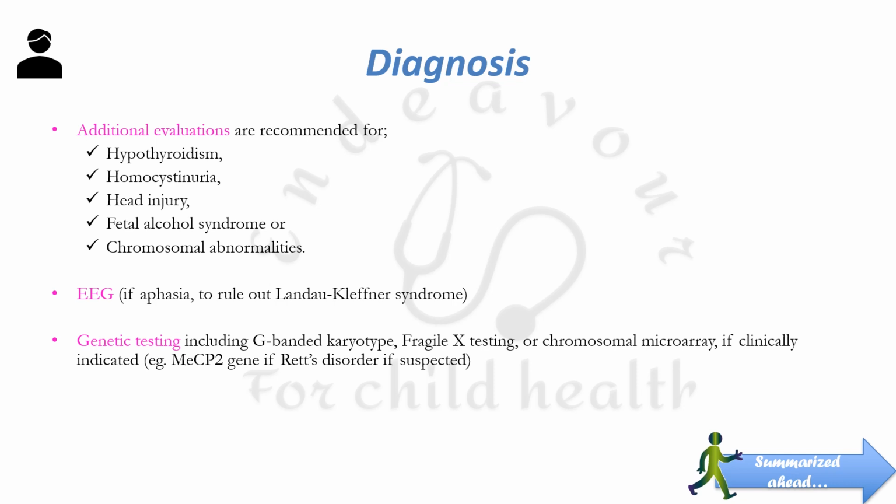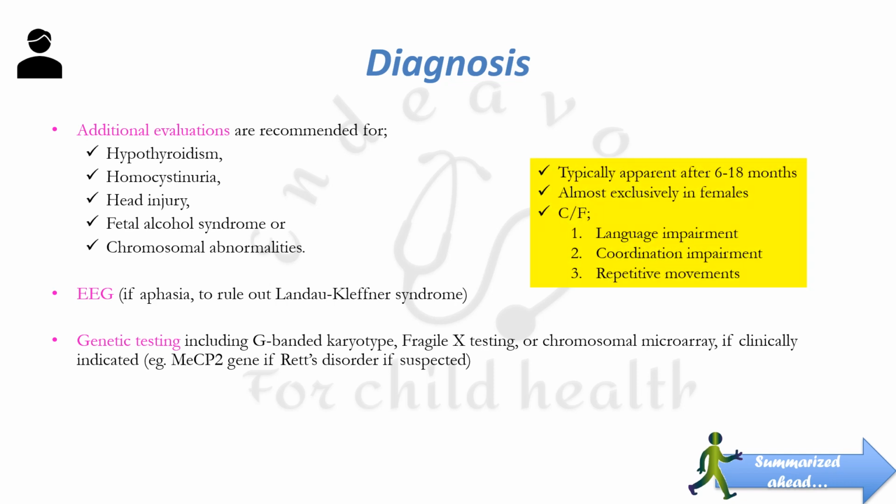Now let me revise the features of Rett syndrome. It is basically apparent after 6 to 18 months of age. It is almost exclusively seen in females, and clinical features overlap with those of autism, that is language impairment, coordination impairment, and repetitive movements. So it is a close differential and must be ruled out.